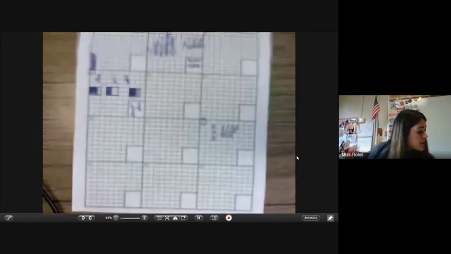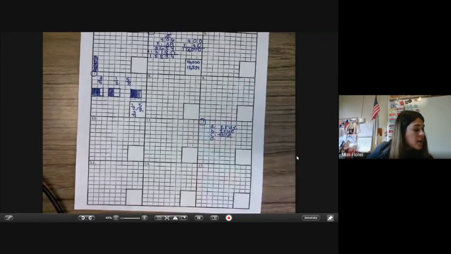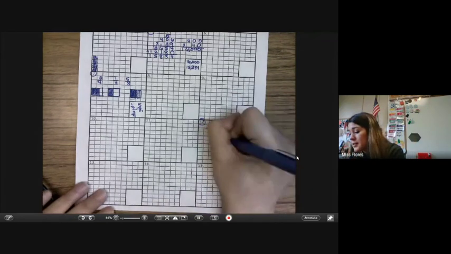D, all triangles have at least one right angle. That is false because sometimes they don't have any right angles at all. So false.